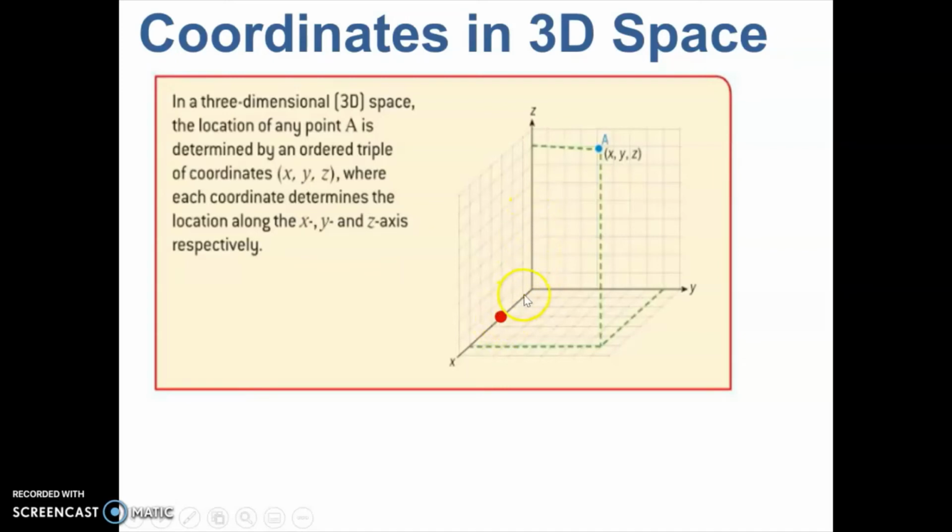No, this point is remaining on the floor. It hasn't gone up. So the coordinate is 3, 0, 0. It's moved 3 in the x direction, nothing in the y direction, and nothing in the z direction. All right, see if you can do the next one.